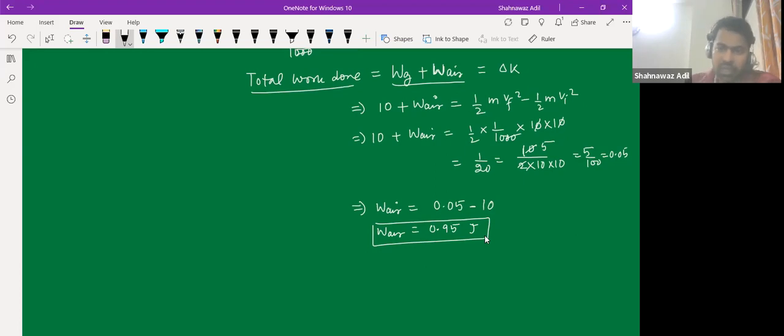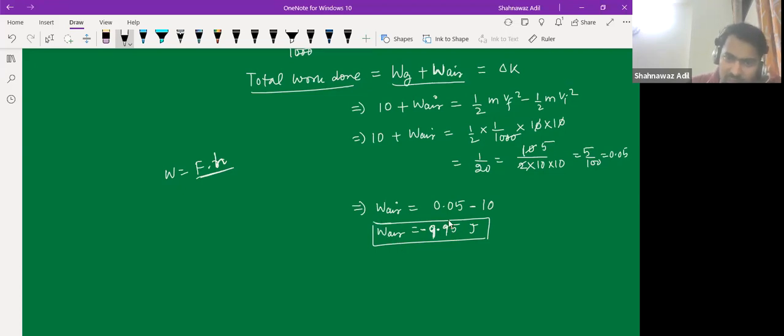Now the work done due to resistive force would be F into h, whatever the distance that it has moved. Sir, shouldn't it be 9.95? Oh yes, that would be 9.95, because this is 10, so 0.05 minus 10 gives minus 9.95. Yes, correct. So this would be minus 9.95.